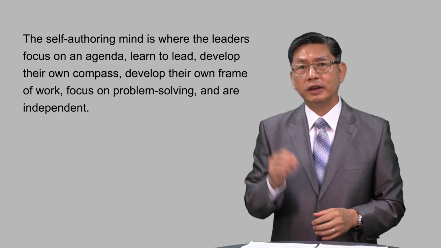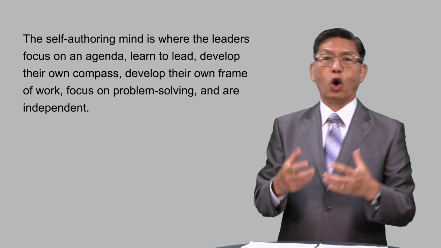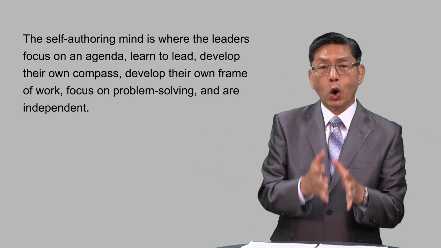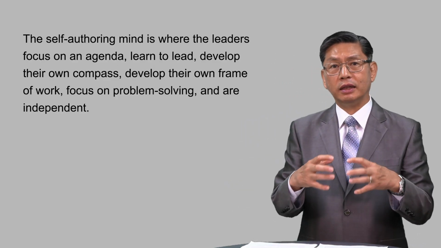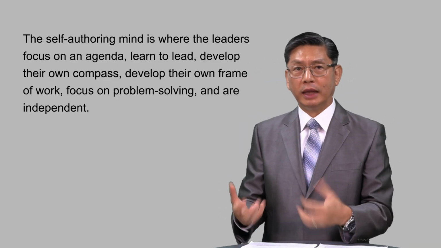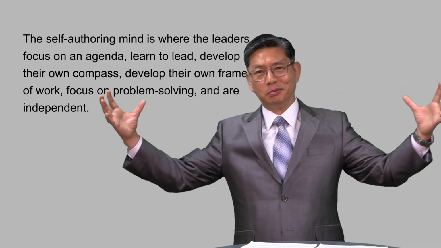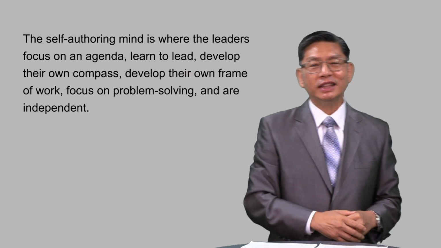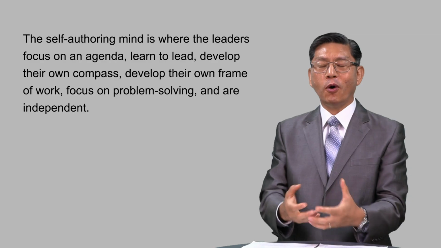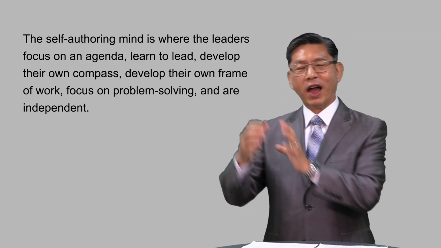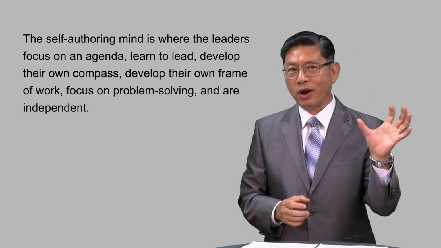Self-authorizing mind is where the leaders focus on agenda, learn to lead, develop their own compass, develop their own frame of work, focus on problem solving, and they are operating independently. So this is the level where people are beginning to dream. 5 years from now, 10 years from now, what we could accomplish, how we could transform our community. 5 years from now, it will be different than the community today. So that's where we are at.